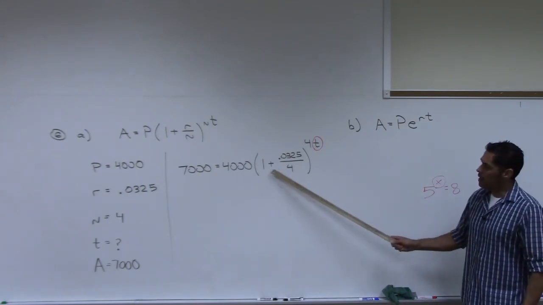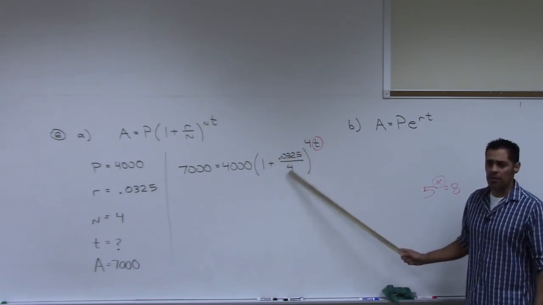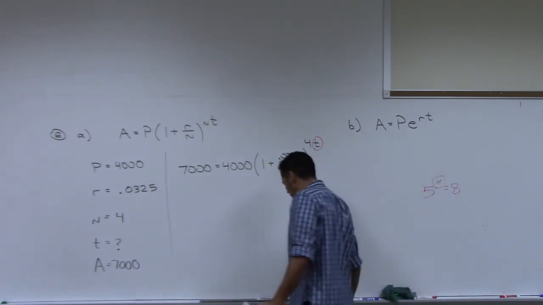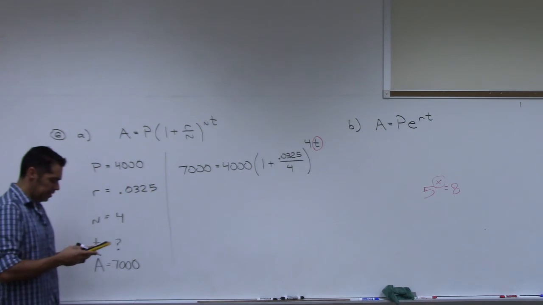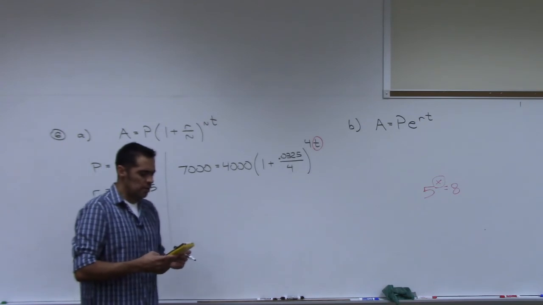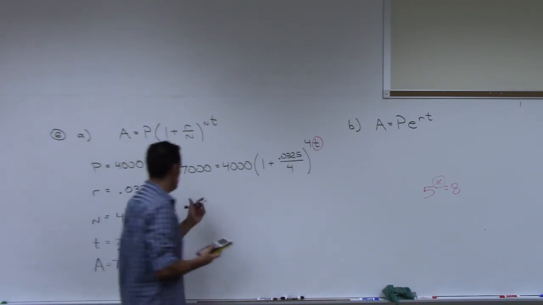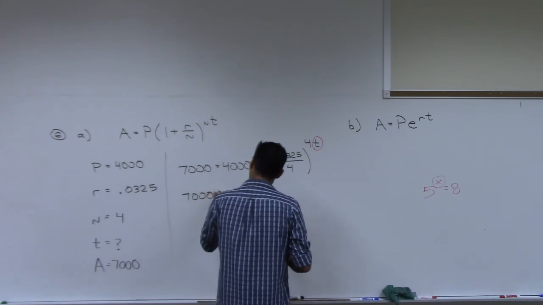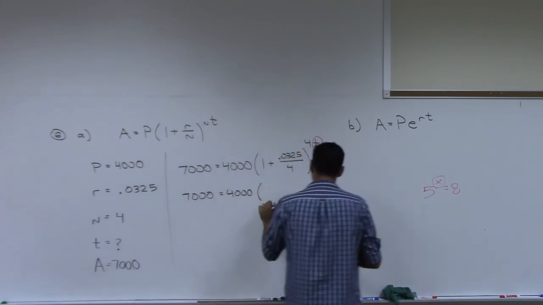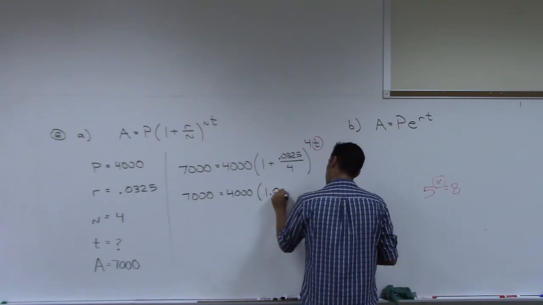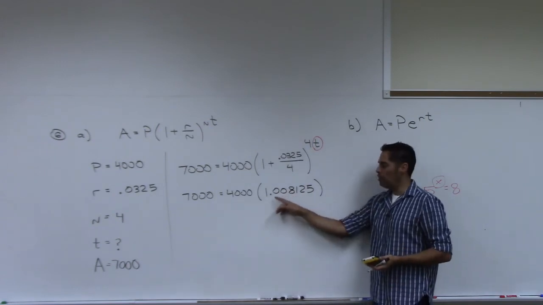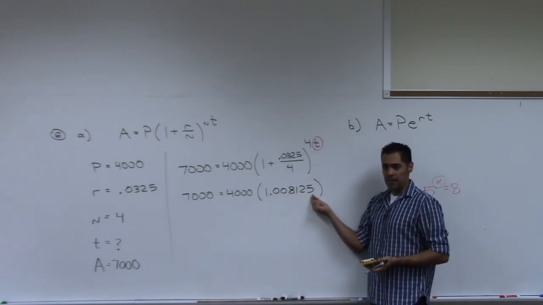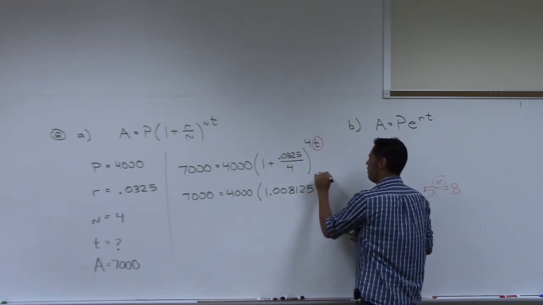Add the 1. You want to go ahead and put these together? Figure out what that is? I don't mind doing that. Take 0.0325 divided by 4, and then add 1 to that. That way we'll get everything that's in that parentheses. Do you get 1.008125? Yes. Okay. So we have 7,000 equals 4,000, and then this in parentheses is 1.008125. Do not round that to 1.008. Take as many digits as you can here. And then raise to the 4t, right?